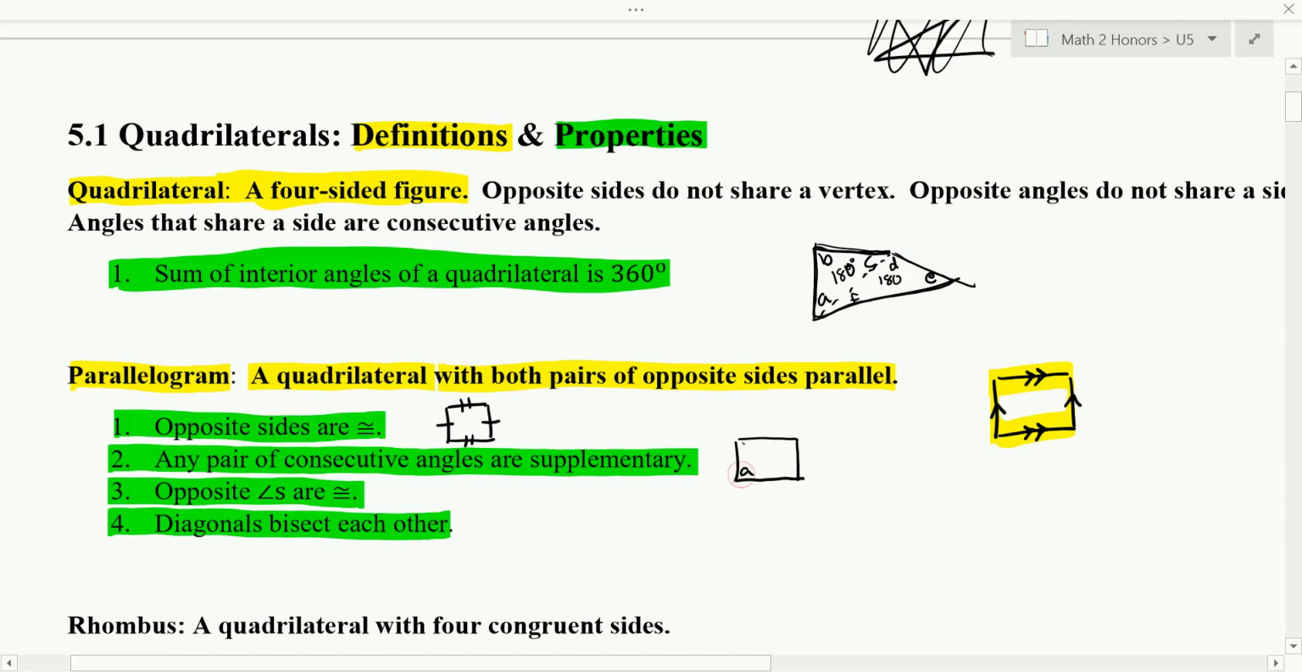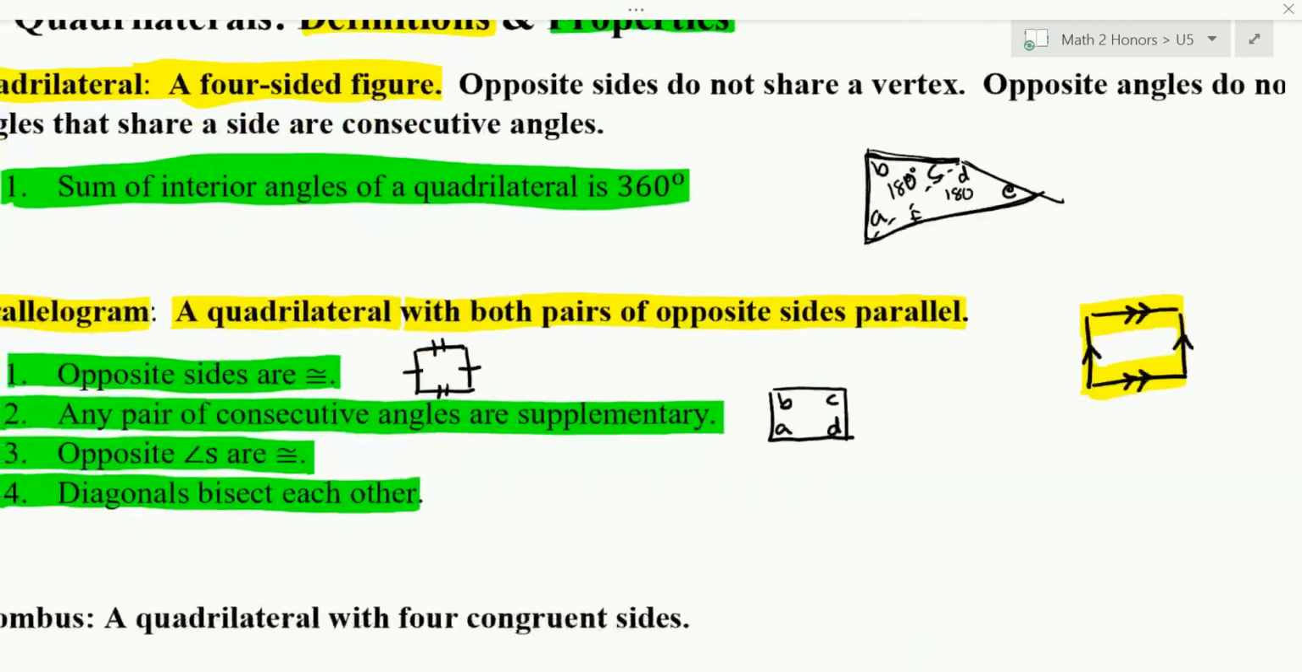If I have angles A, B, C, and D, you need a pair, so that's two. They have to be consecutive angles. So in this picture, which two would be consecutive? B and what? B and D would not be consecutive. They would actually be considered opposite angles. What do you think would be consecutive?